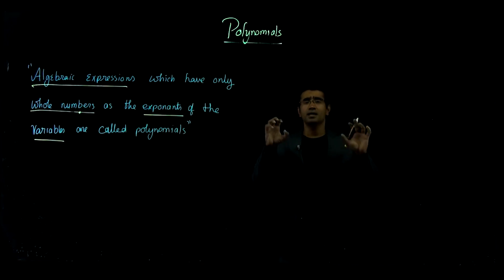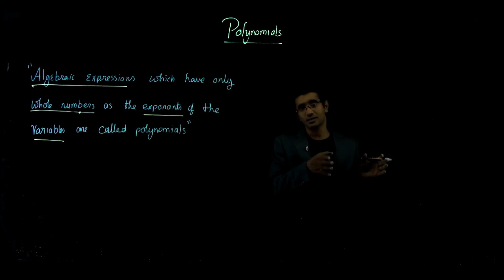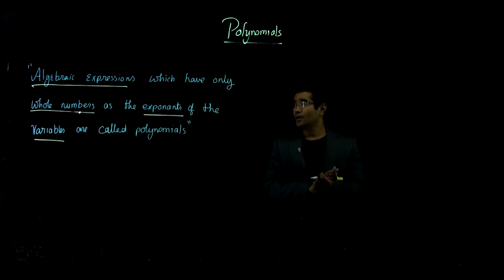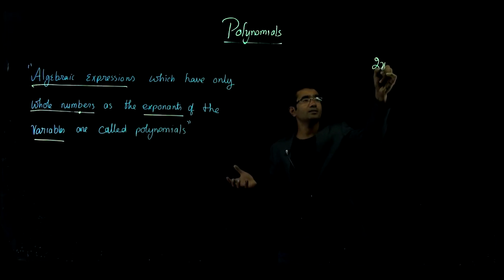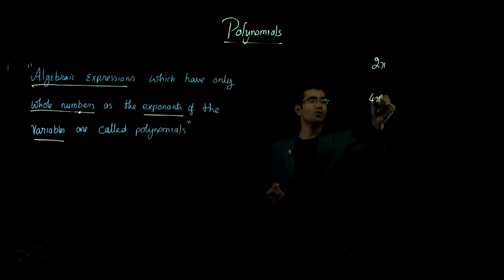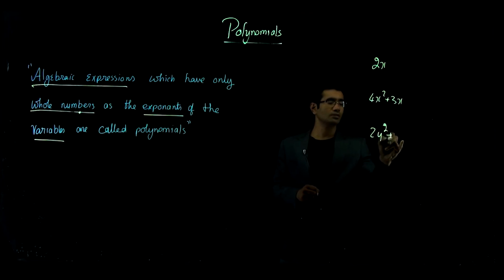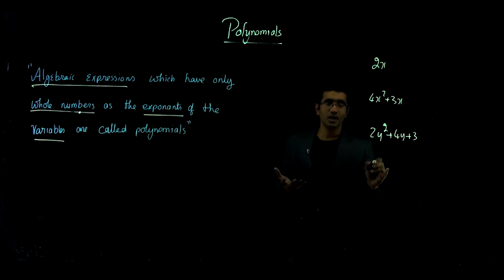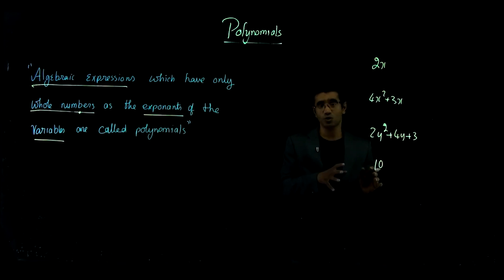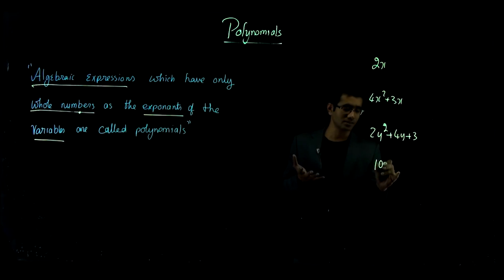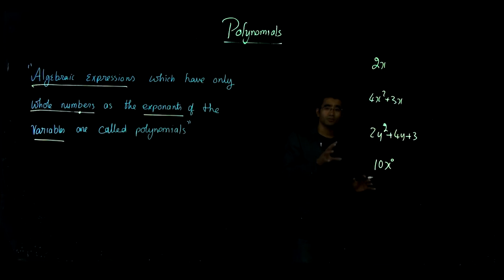It's a pretty easy thing. It is not necessary to understand this in depth, but still it's nice. Okay, what exactly are algebraic expressions? All these, like say 2x is an expression, 4x squared plus 3x is an expression, 2y squared plus 4y plus 3, that is an algebraic expression. Even let's say you have a number 10, is that an expression? I can call it an algebraic expression for sure, because I can write this as 10 into x power 0. So all these are algebraic expressions.